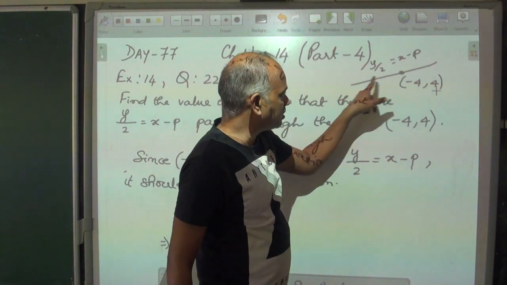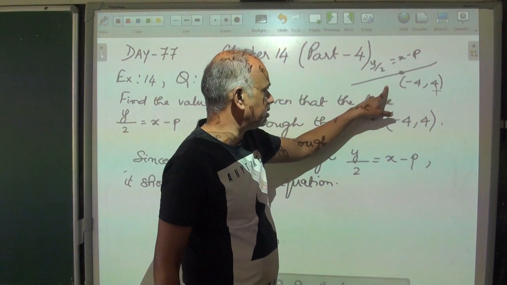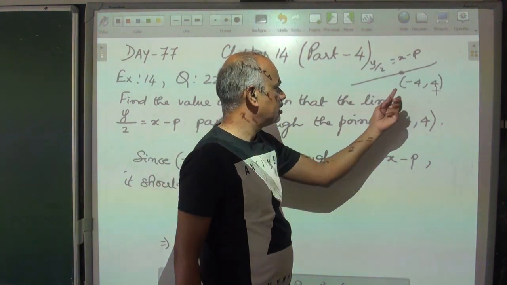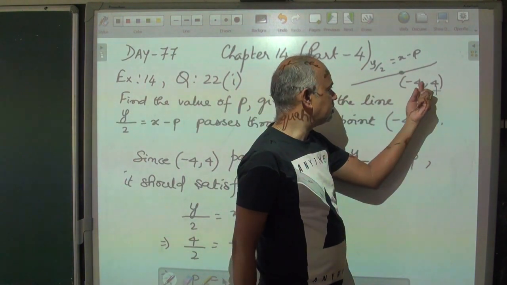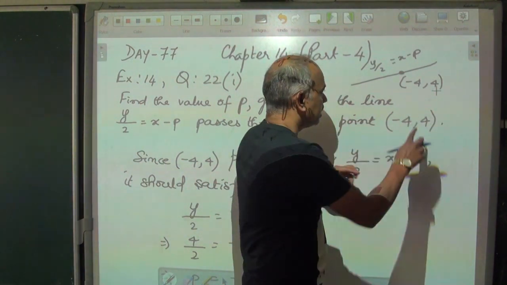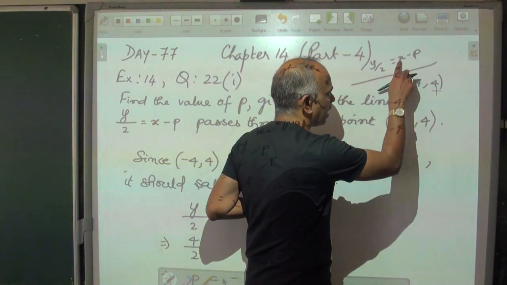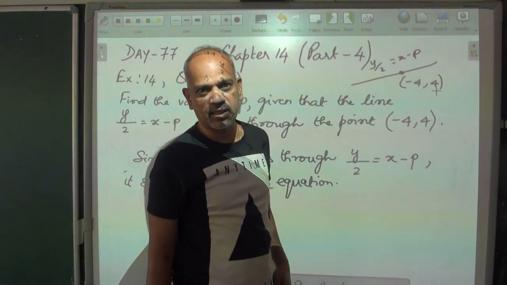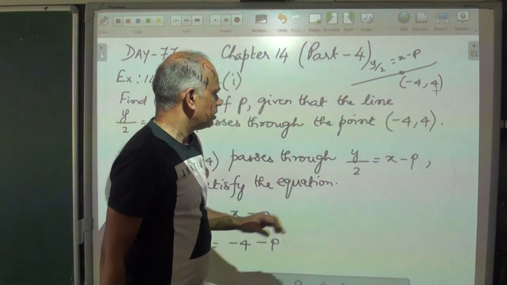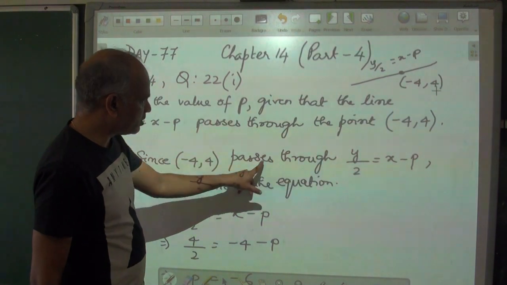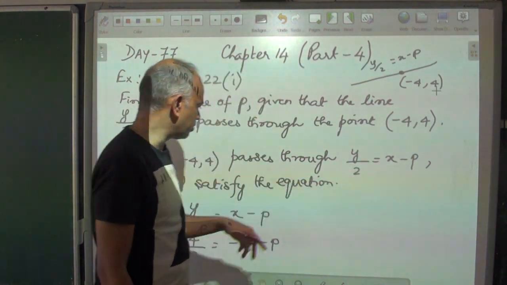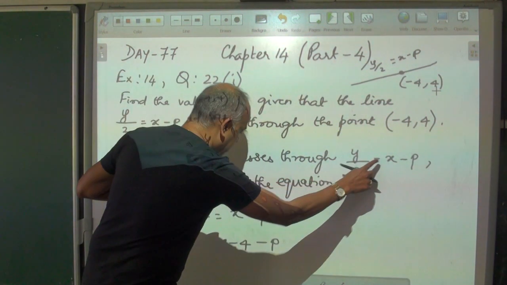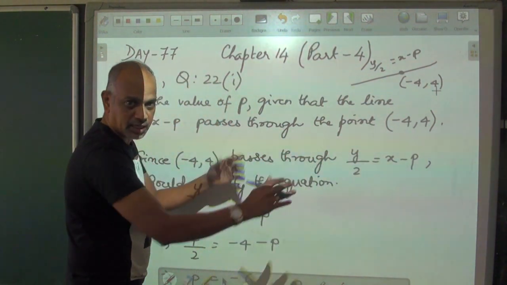If any straight line passes through a certain point, this point should satisfy this equation. Satisfying the equation means, these are coordinates: this is the x coordinate, this is the y coordinate. In this equation, if you put x value as minus 4 and y value as 4, both sides should become equal. That is what satisfying the equation means. So substitute this as your x value and this as your y value. Both sides should be equal.